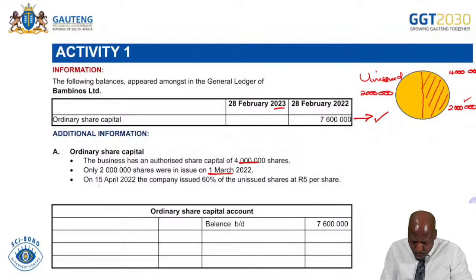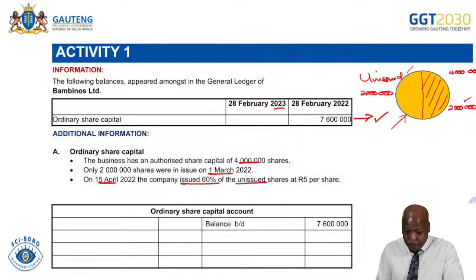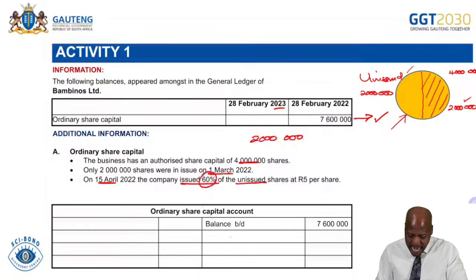It then says, on 15 April, the company issued 60% of the unissued shares. Oh, so we already understand now what is unissued. Unissued in this case is 2 million. It is this orange part which is not shaded. So we have 2 million that have not yet been issued. Out of that 2 million, we're then told 60% has been issued. So we're going to now come and we issue 60%.